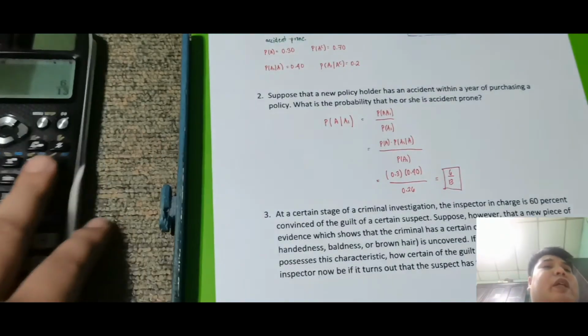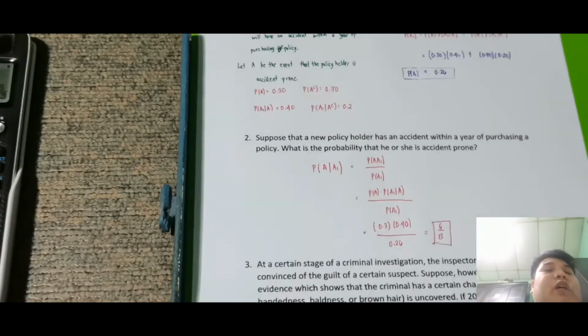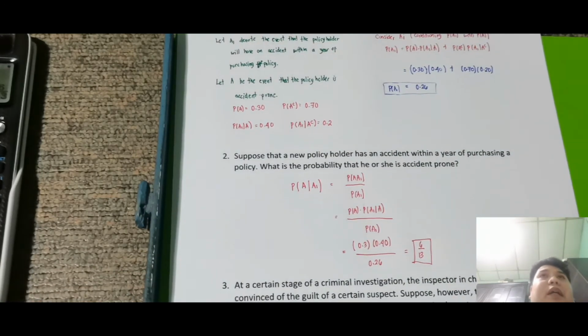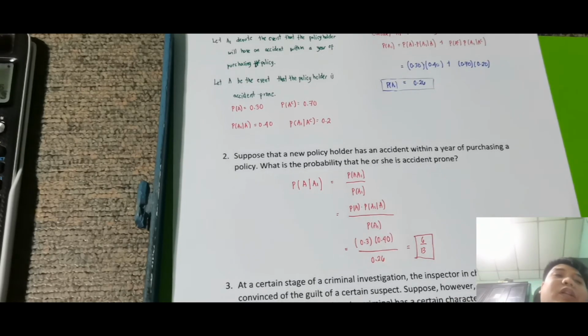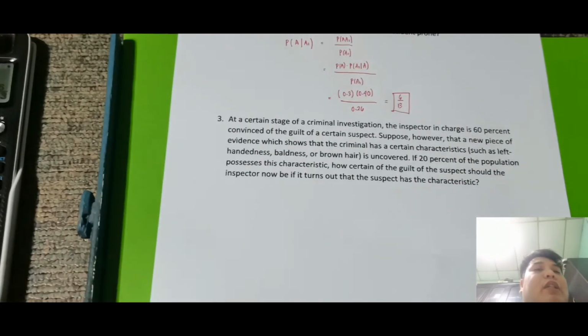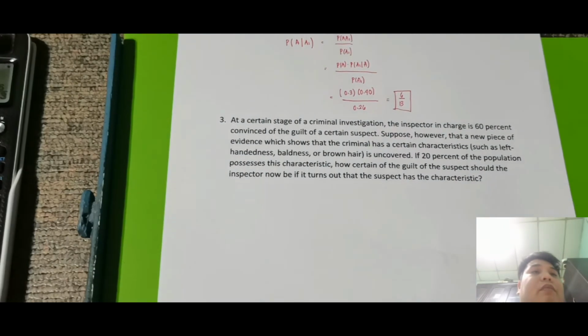Okay, so hoping na na-gets mo yung conditioning or kung paano siya ginagawa. So again, it's a matter of comprehension. Lagi kong papaalala, it's a matter of comprehension. Kung paano mo intindihin, dapat makuha mo siya. Okay, so let's have last example.